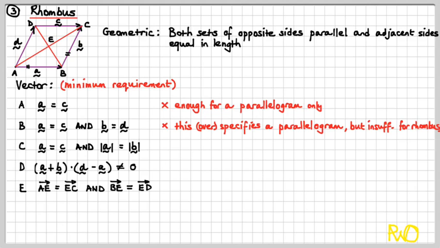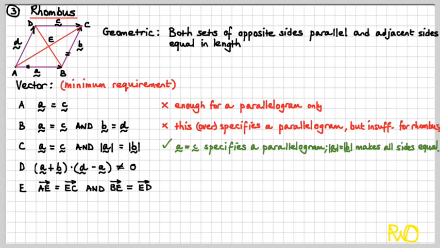Vector A equals vector C. That gets you a parallelogram, and magnitude of A equals magnitude of B. I like that one. That's a rhombus. So A equals C specifies a parallelogram, and magnitude of A equals magnitude of B makes all sides equal. So there you got yourself a rhombus, guys.